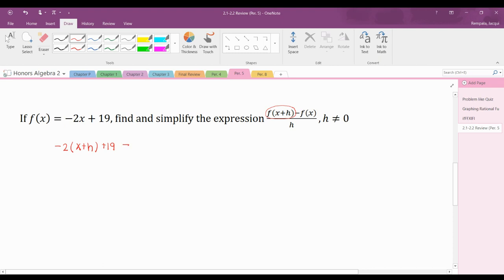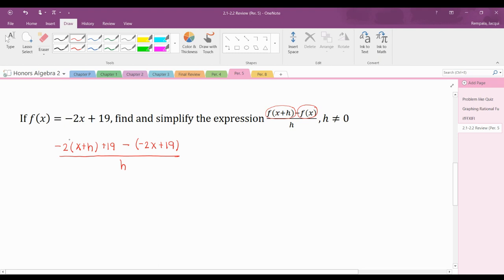Then I want to subtract, and now what I want to subtract is just f of x. So it's the function that they are giving us originally. Because there's more than one term, I'm going to put it in parentheses, so I make sure that the entire function is getting subtracted. That's then all over h.